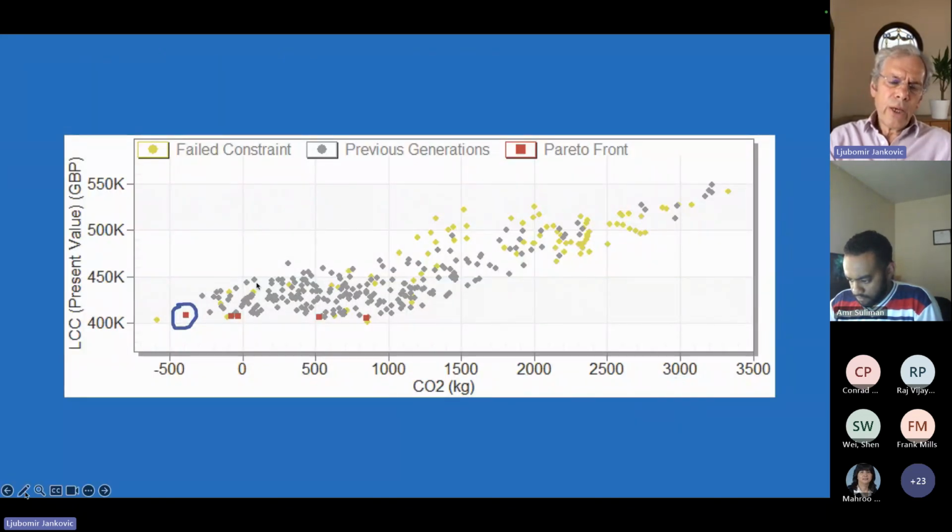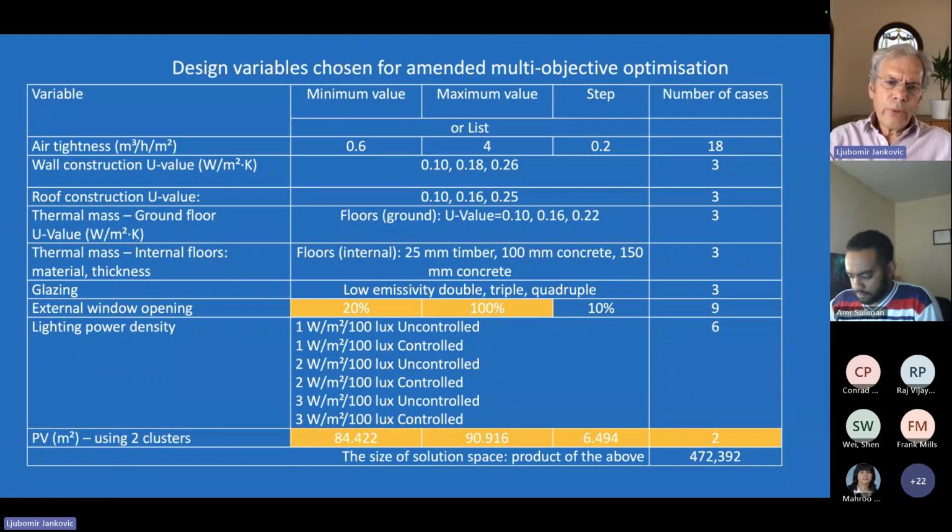And this is an example of a first optimization run. There's a Pareto point with negative carbon emissions here. But I was a little bit bothered about this point here, which has even lower carbon emissions, but it failed the comfort constraint. So I went and changed the variables slightly here, changed external window openings, and used 2 clusters of PV instead of 14.